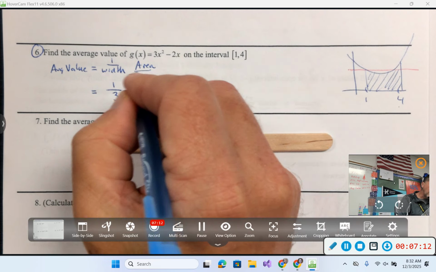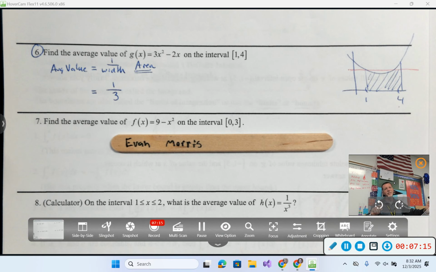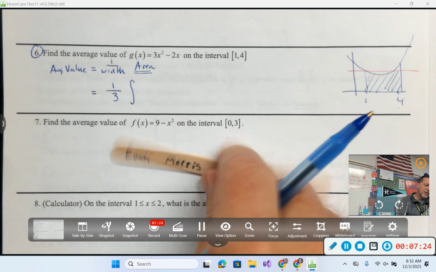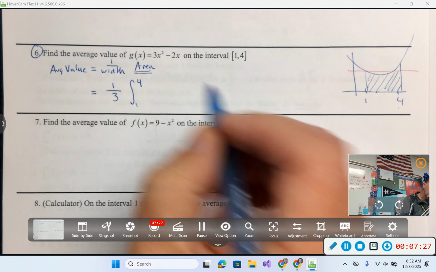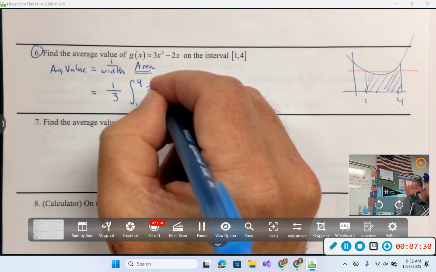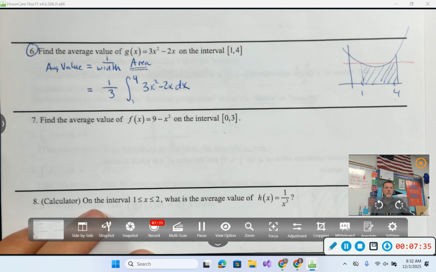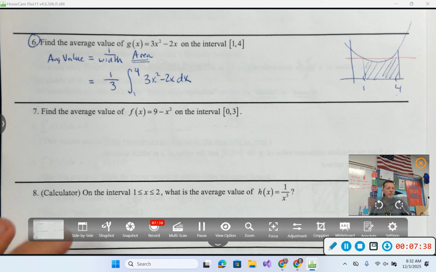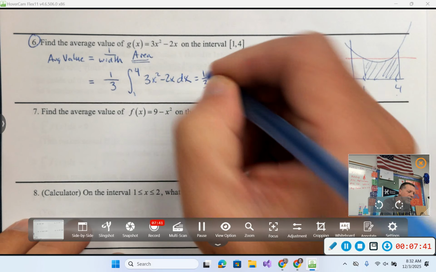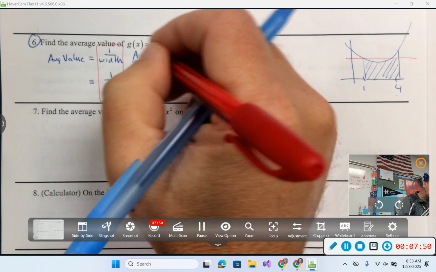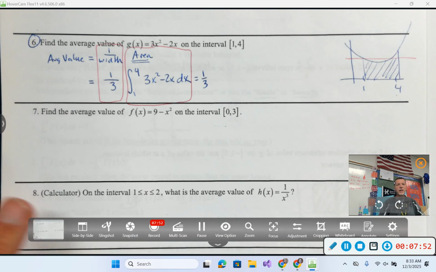So when we want to find area, slope goes with derivative, area goes with antiderivative. So I want to do the antiderivative because that tells me area from 1 to 4 of that graph. This one doesn't say calculator, so I guess I have to do this one by hand. But before we get into the details of taking an antiderivative, are we okay with 1 over the width times the area?